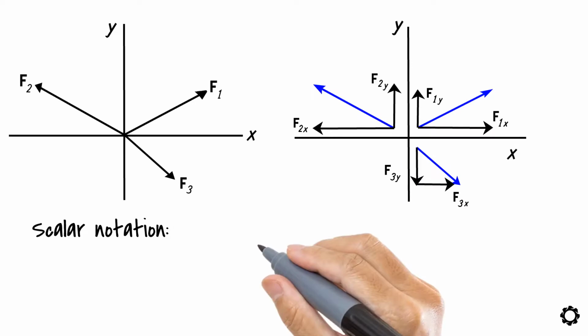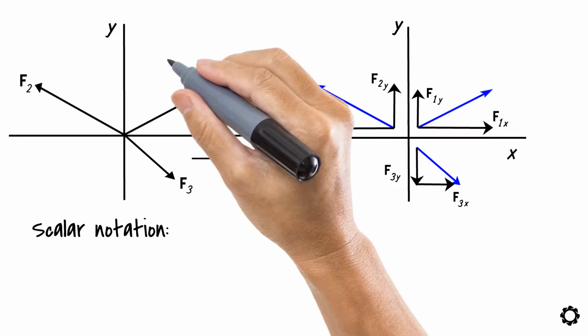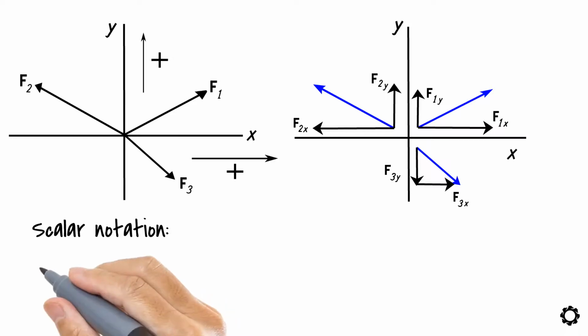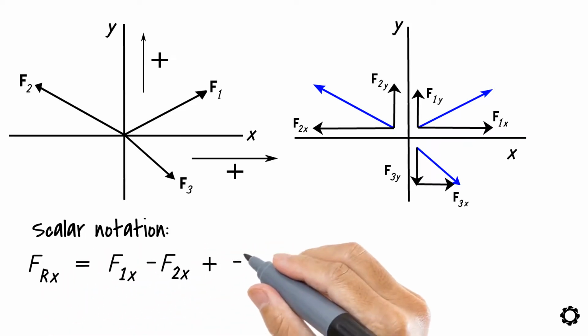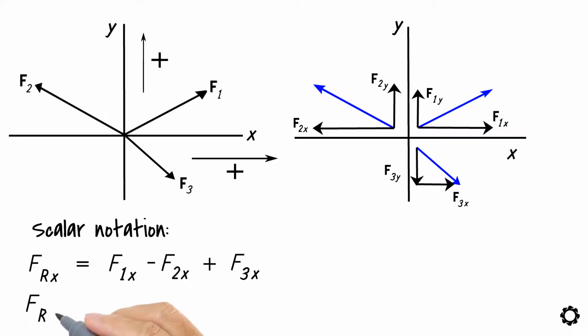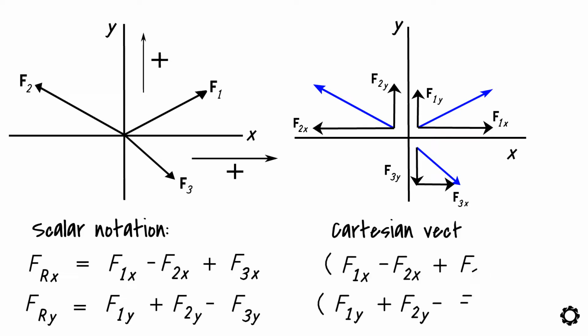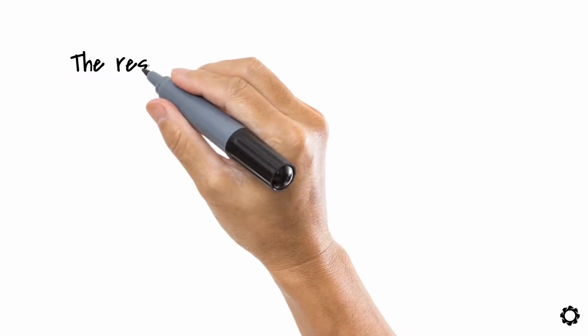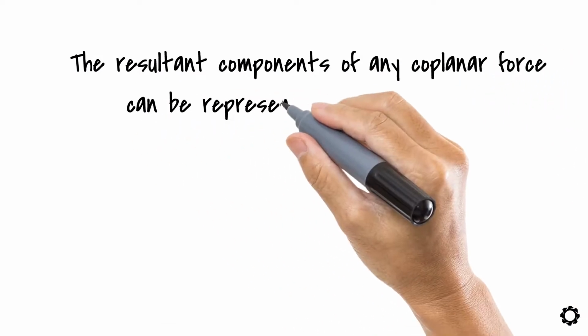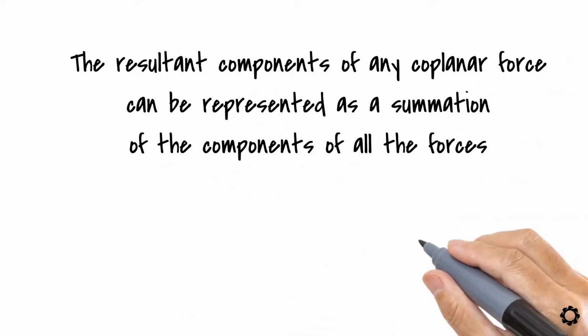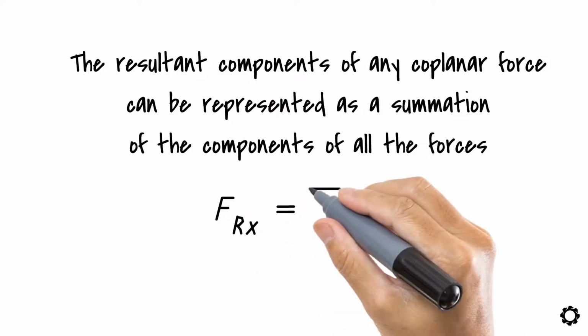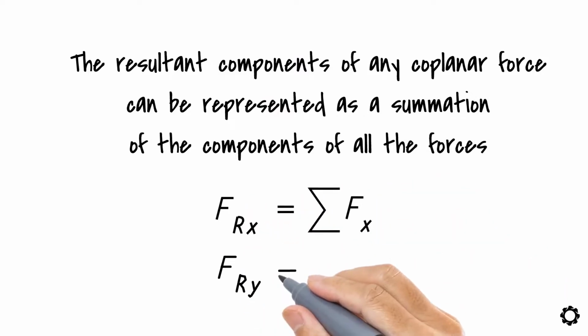If we used a scalar notation to solve this problem, then by knowing that the positive x direction is right and the positive y direction is up, we'll have Frx equals F1x minus F2x plus F3x. Fry equals F1y plus F2y minus F3y, which are the same component resultants which we also got by using the Cartesian vector notation. So as you can see, we can generally say that the resultant components of any coplanar force can be represented as a summation of the components of all the forces as such. Frx equals summation of Fx. Fry equals summation of Fy.